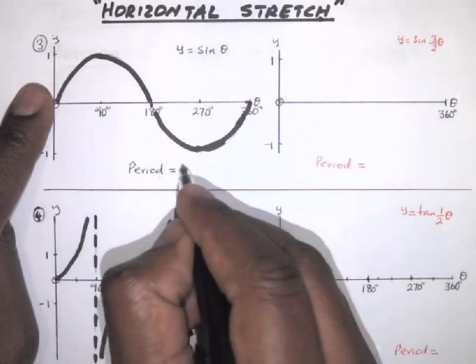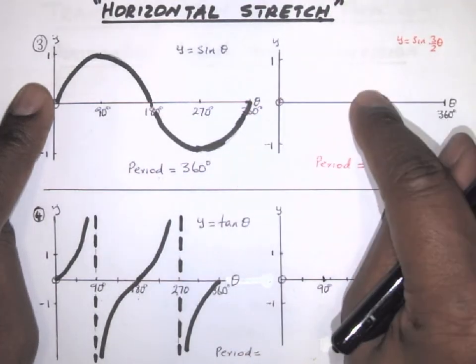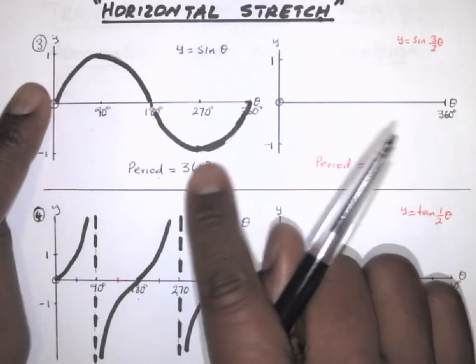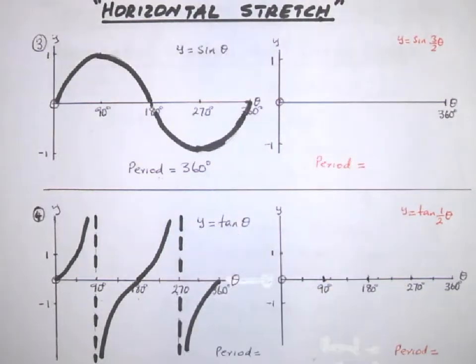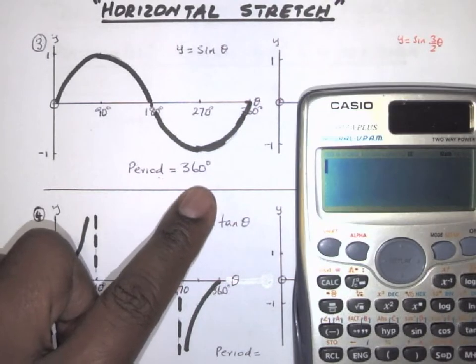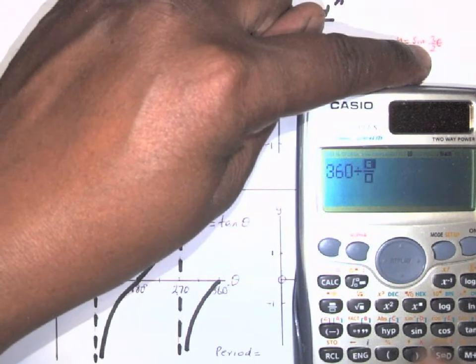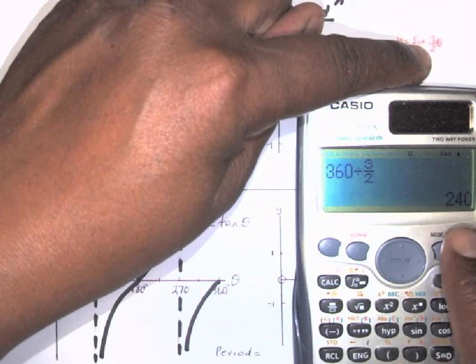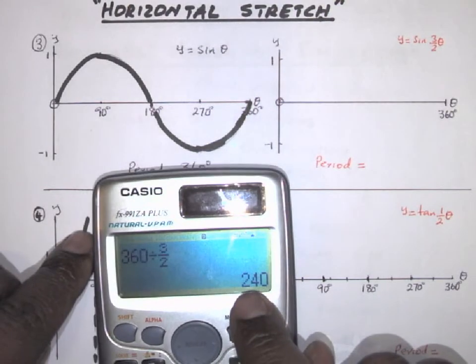Period, we know the standard one is 360 degrees. So the period of the graph that you are going to draw now, the new one, will be 360 degrees divided by 3 over 2. On the calculator, 360 divided by 3 over 2, I get 240. So the complete graph that I will draw here will end up at 240 degrees.